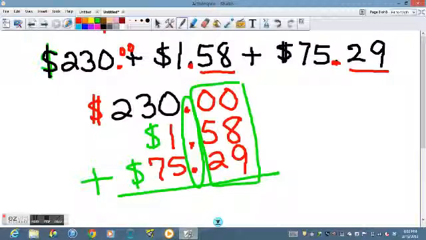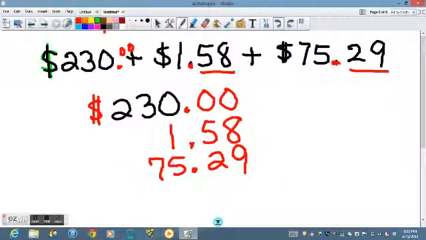We are adding, but we have to make sure that everything is lined up. All the decimal points have to be lined up. All your cents have to be lined up. Then, once those are lined up, you can add. So let me get rid of some of this stuff and we'll add.